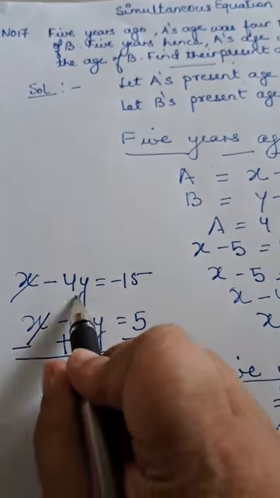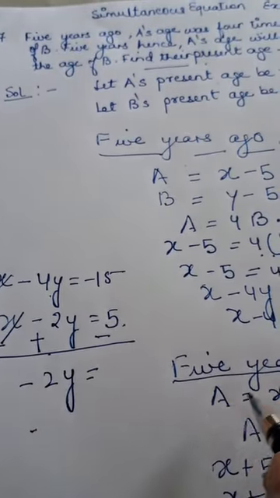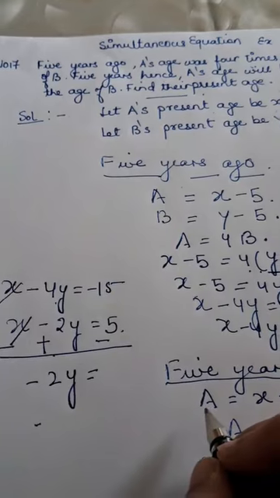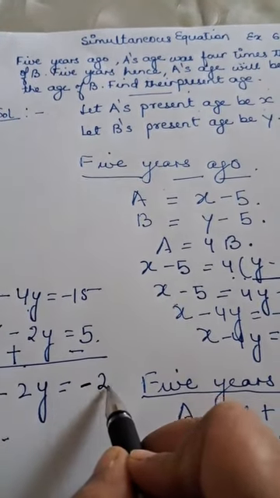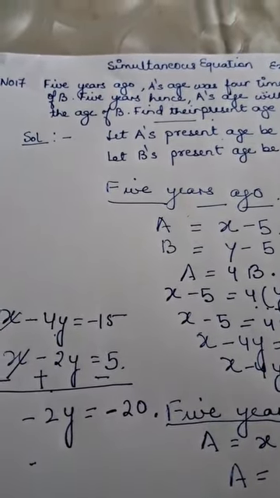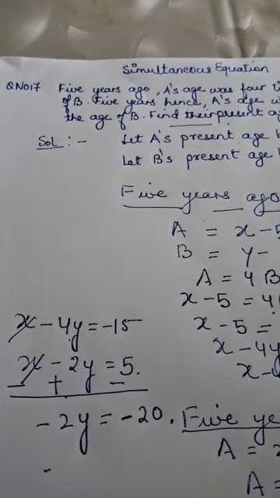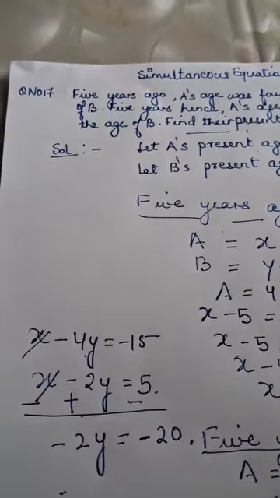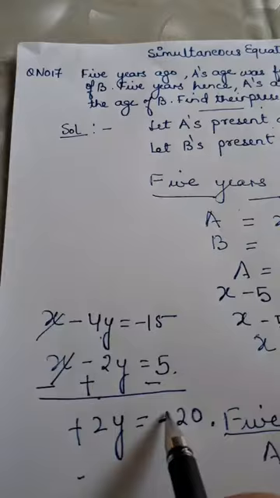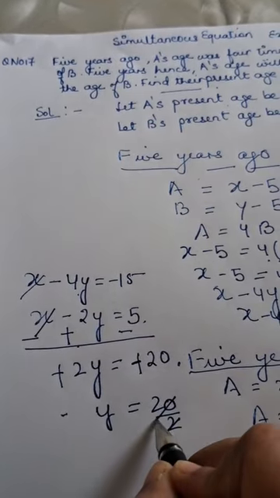Now x cancels, minus 4y plus 2y becomes minus 2y, right? And minus 15 minus 5 becomes minus 20. Let's solve this. Minus cancels. Y is equal to 20 by 2, that is 10.